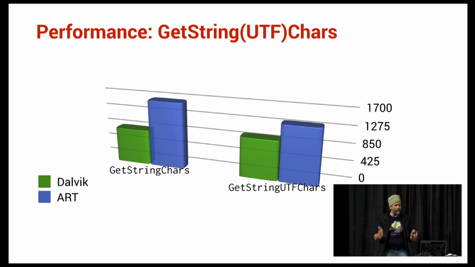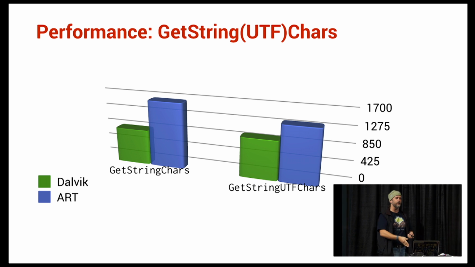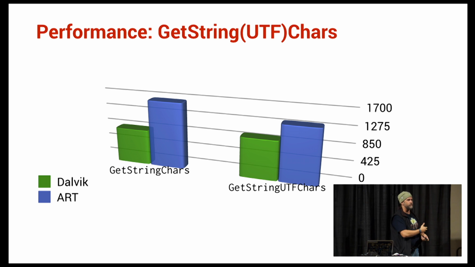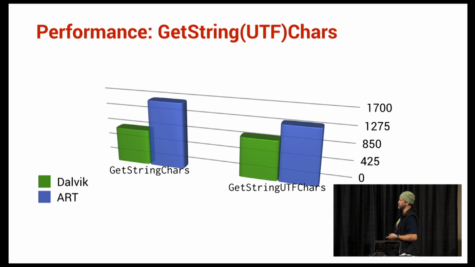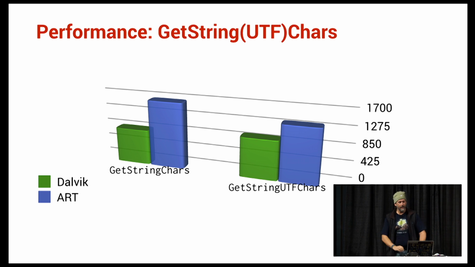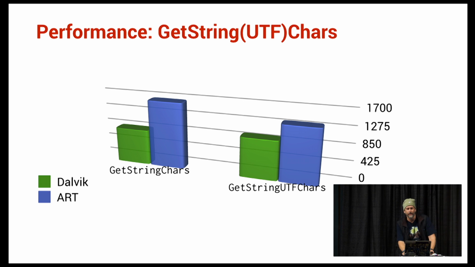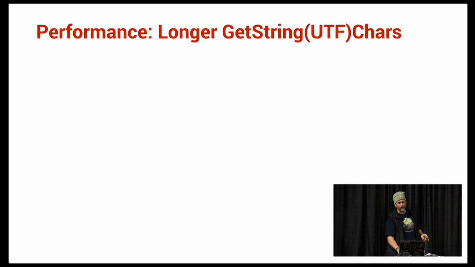How can that possibly happen? Because we already said GetStringchars doesn't have to copy the string. It doesn't have to translate the string between UTF-8. So something is happening to actually make it, on this very short string, faster to do all that copying and translation. So let's try a longer string just to see if I'm crazy here. So this is a string that's 100 characters long.